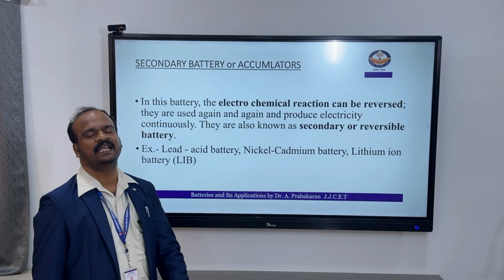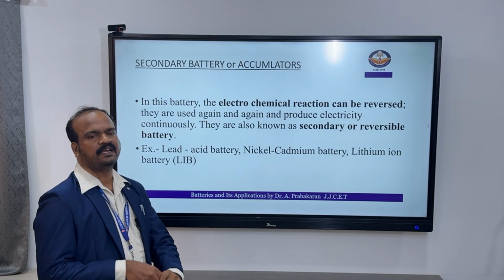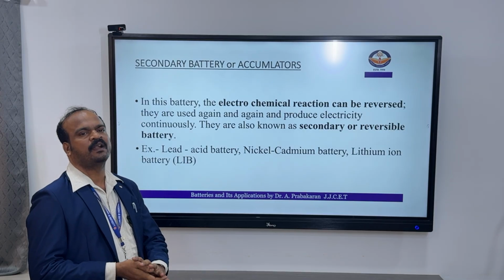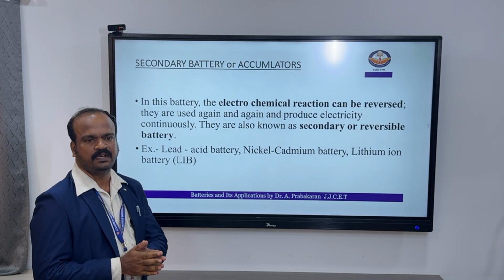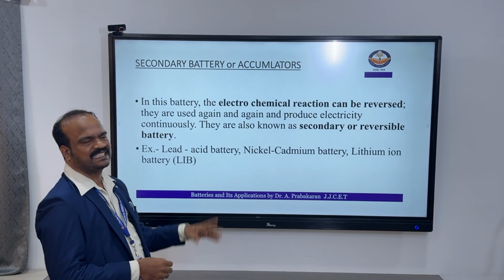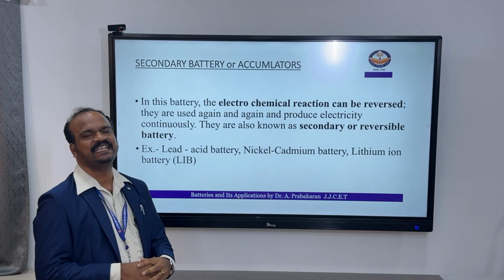Next, we move to the secondary battery. The primary battery, as we already discussed, is the non-rechargeable battery. After being completely used, it is not capable of being recharged. So now we discuss the secondary battery and accumulators.